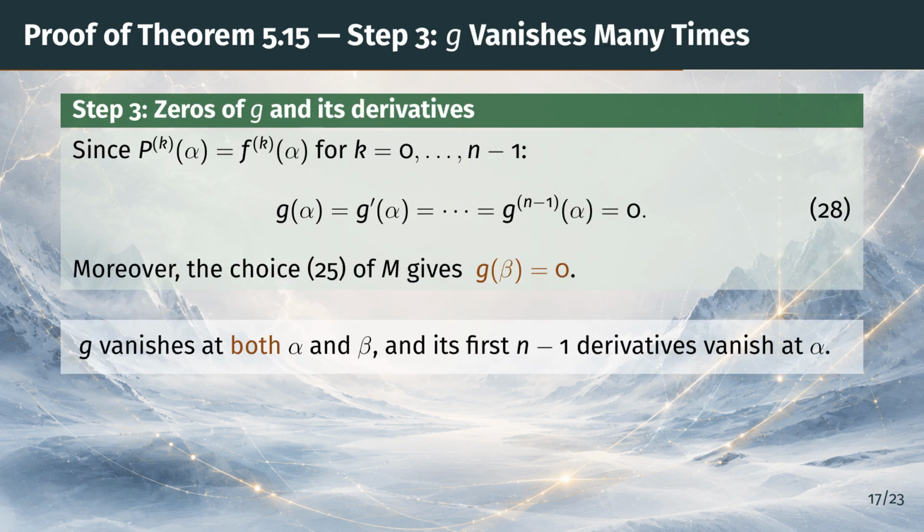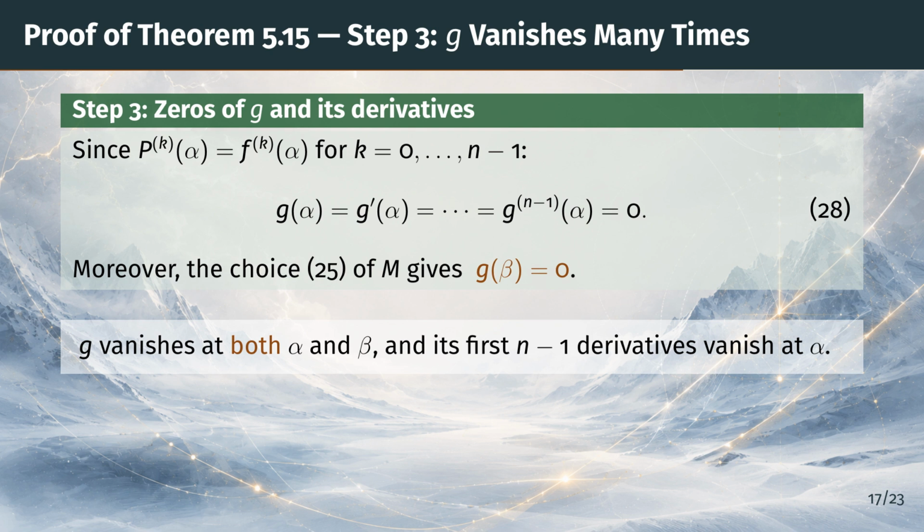Step 3. Let's count the zeros of g. At the point alpha, everything vanishes at once. Indeed, g is f minus p minus the correction term. The matching property from earlier says that p copies the derivatives of f at alpha up to order n minus 1. So in the difference they cancel, and the correction term t minus alpha to the power n vanishes to order n at alpha. It and its first n minus 1 derivatives are all zero there. The result is equation 28.